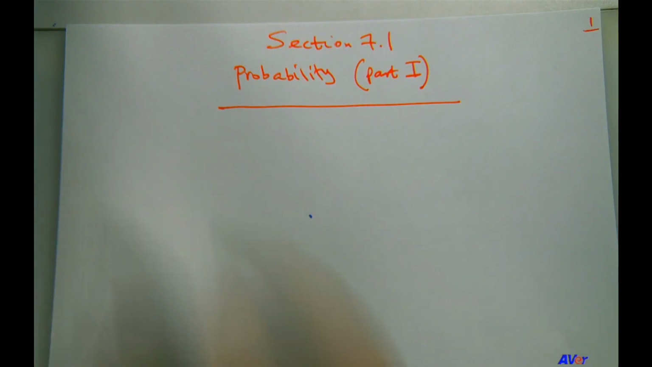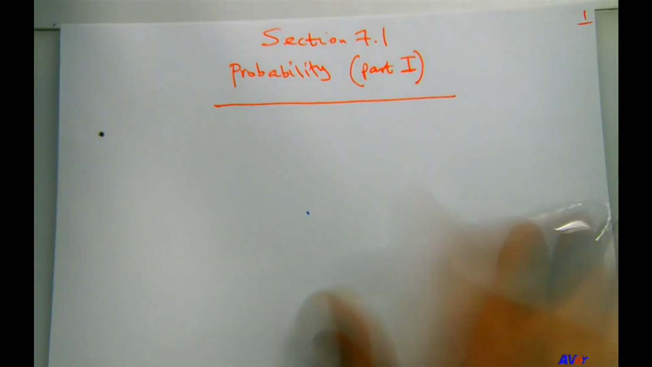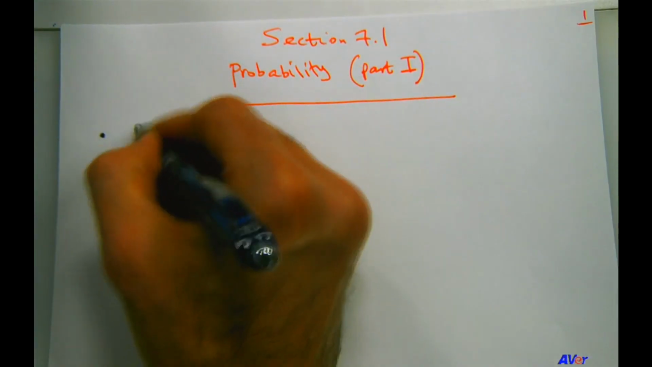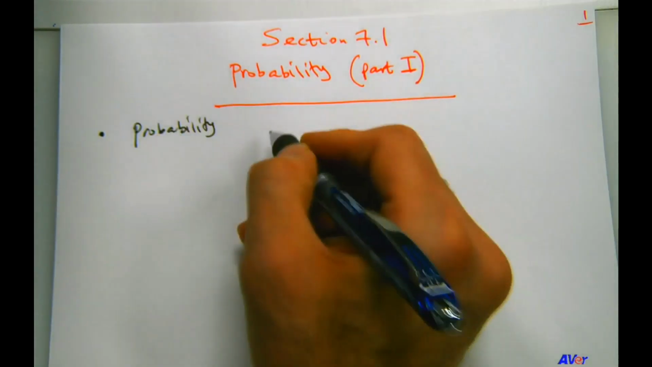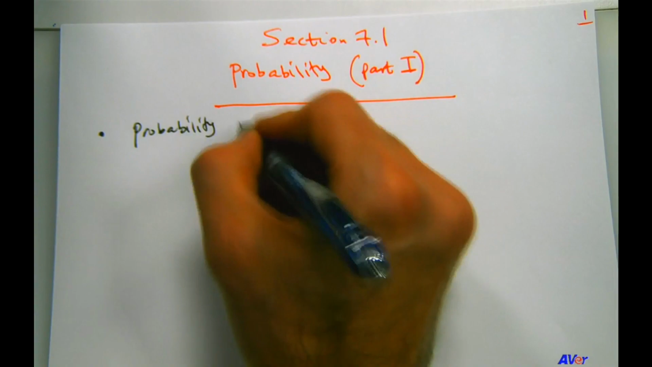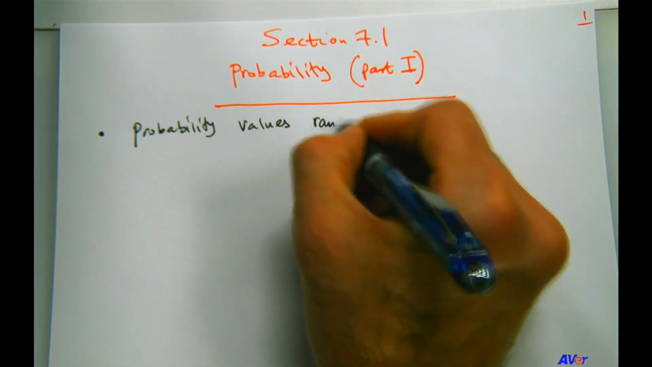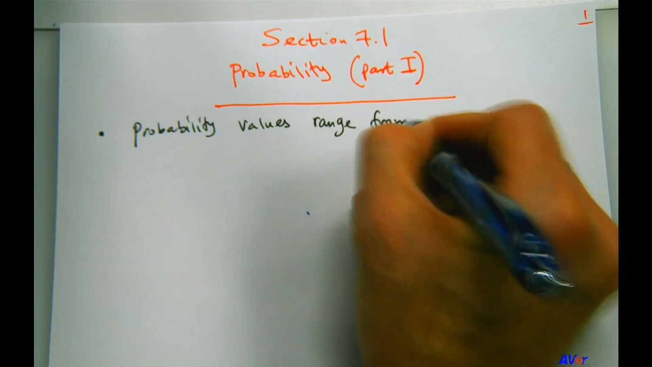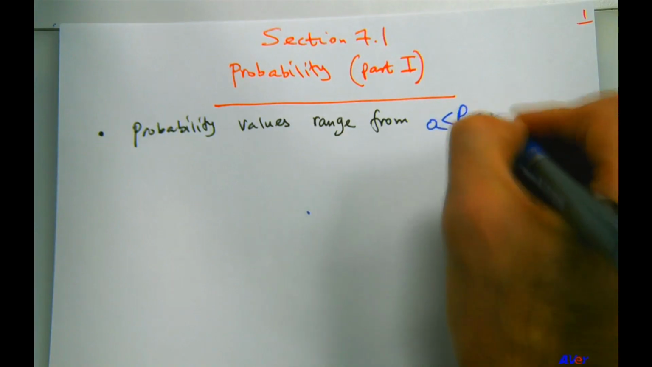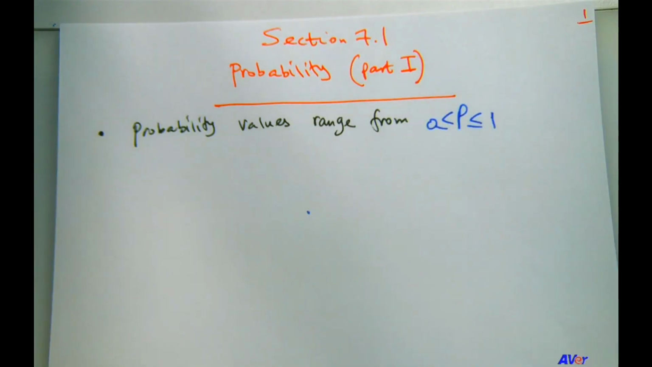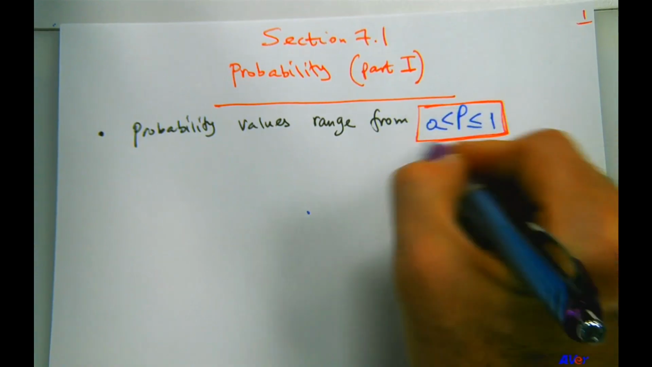Okay, so we will begin with the very important thing that we should know about probability, which is probability values range from 0 to 1. So let's put that in writing: probability values range from 0 to 1, and this is such an important thing to remember.